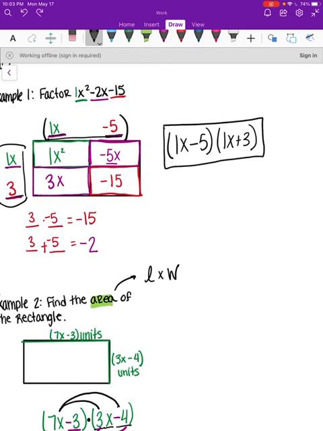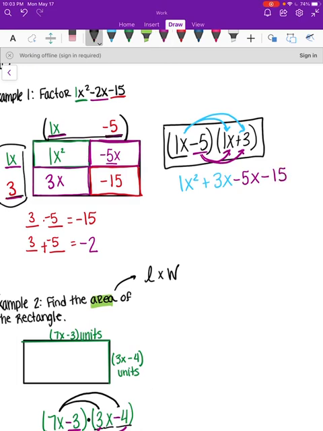So I'm going to take this 1x and multiply it by everything in the other parenthesis. So let's do 1x times 1x is 1x squared. And then 1x times 3 is just 3x. Now we're going to do the same thing with negative 5. Negative 5 times 1x is minus 5x. And then minus 5 times 3 is minus 15.